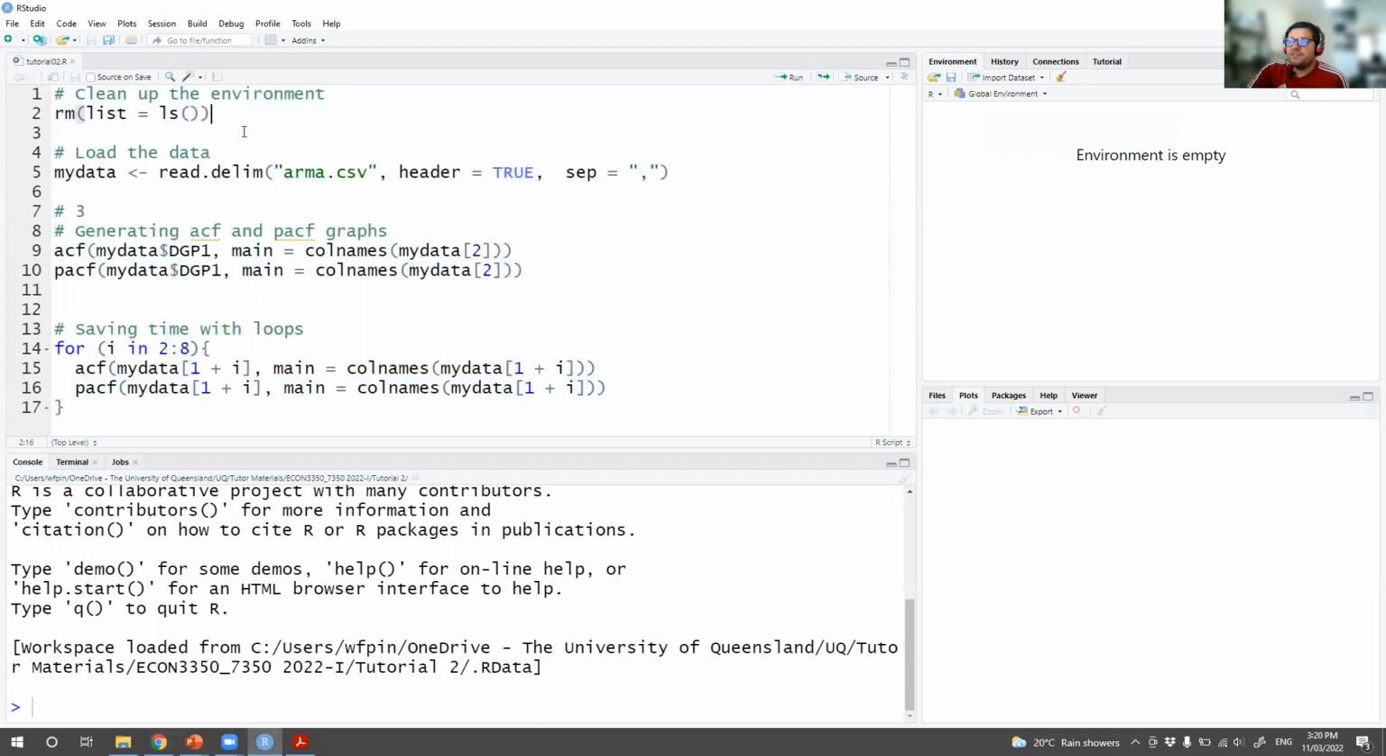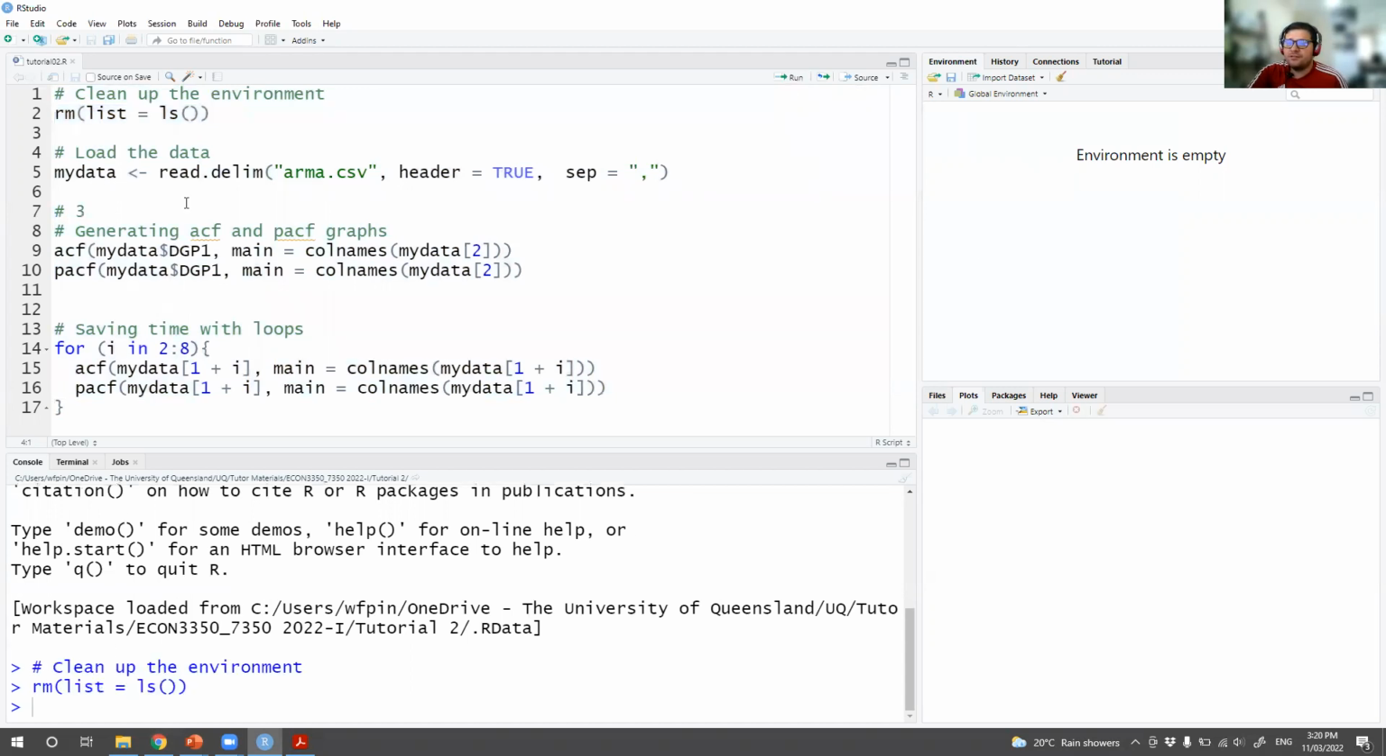So what we're going to do first is, this is good practice. This is to clean up everything that we have here. You can run it, or you can click on the broomstick that we have in here. It's good, when you start fresh, to have empty stuff in here.